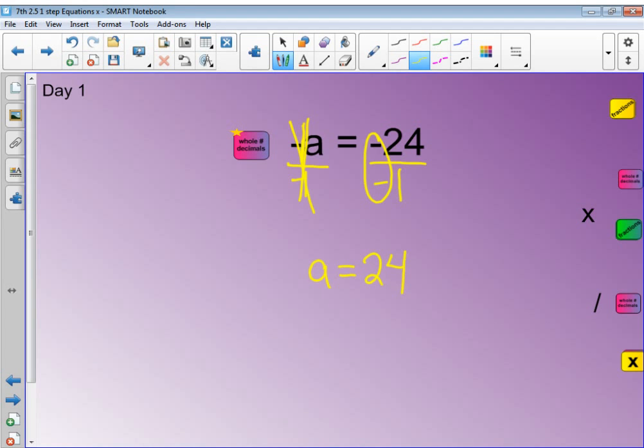Okay, key thing to remember: you cannot leave it as a negative variable. You must get rid of the negative sign off of that letter.